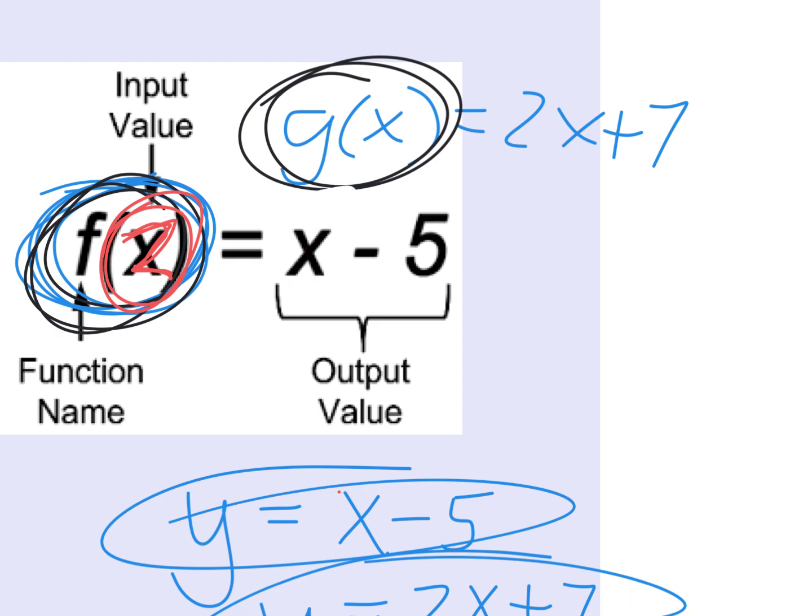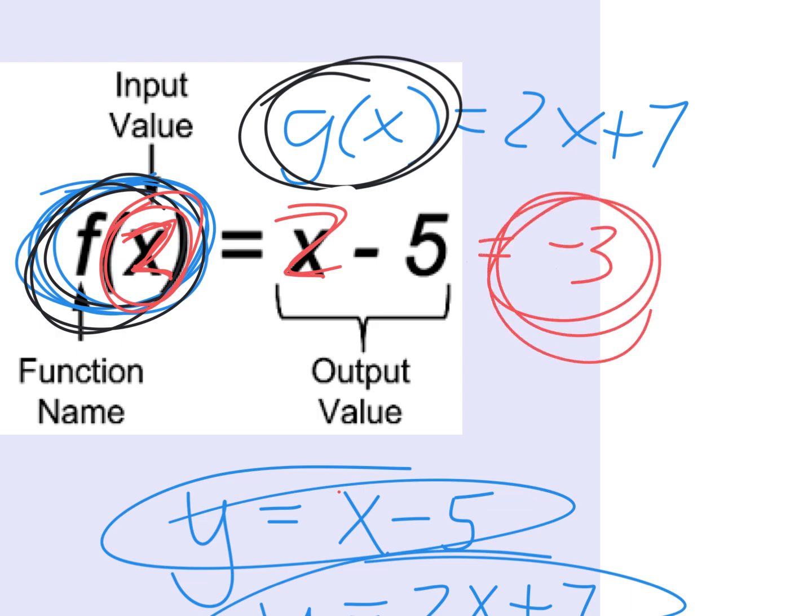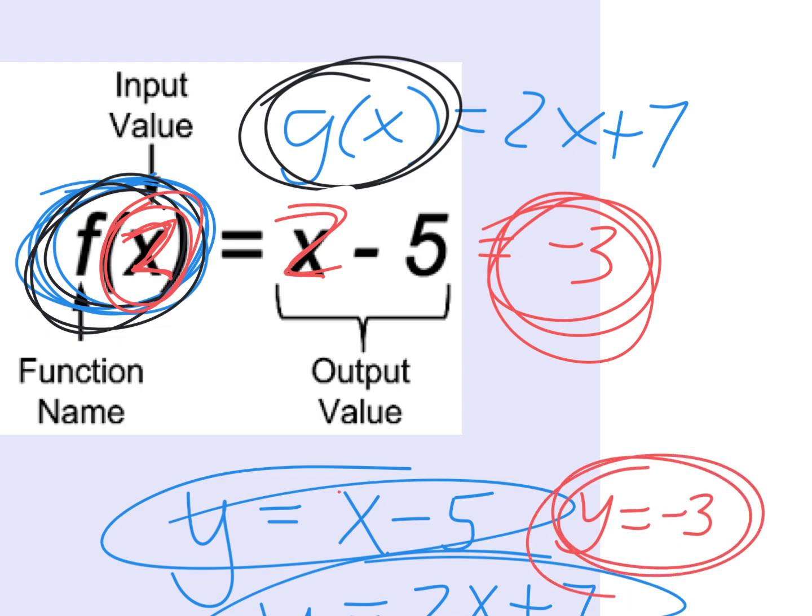Let's stick in 2. So let's say I stick in 2. Then I get 2 minus 5 is negative 3. If all I had was the answer, it didn't tell me what I stuck in. See, if I just had y equals negative 3, then it doesn't tell me what I stuck in. Whereas f of 2 tells me what I stuck in.